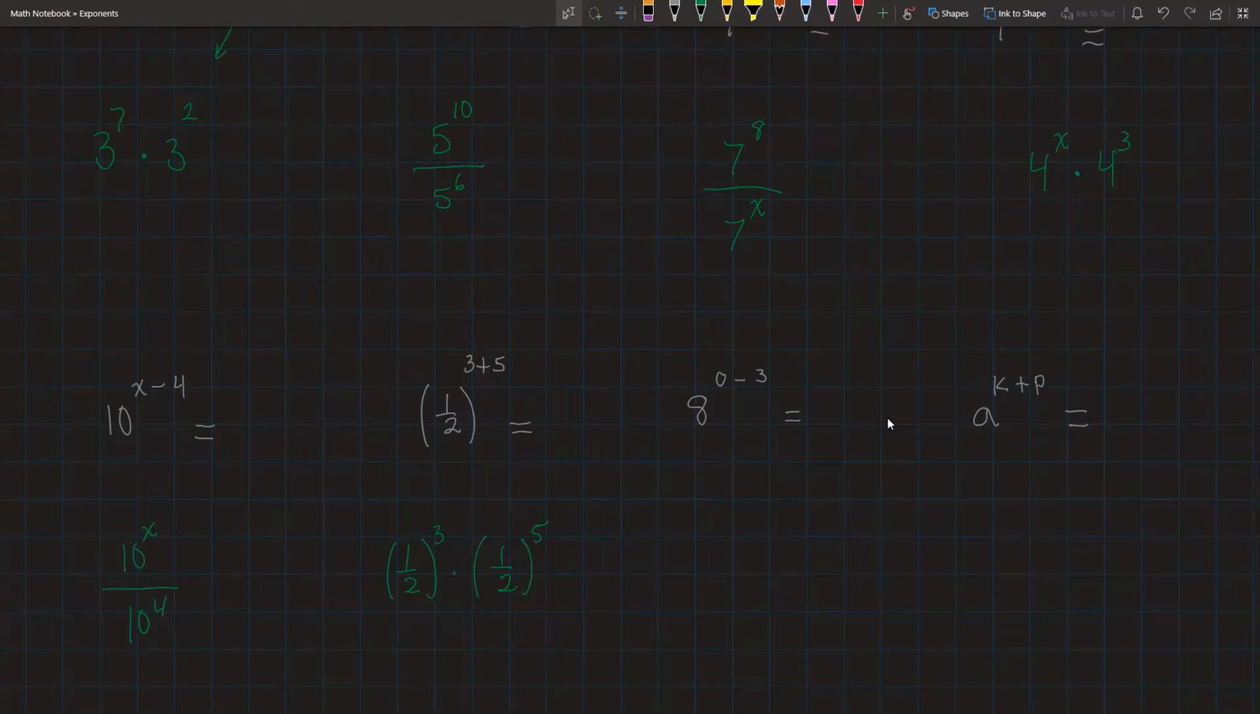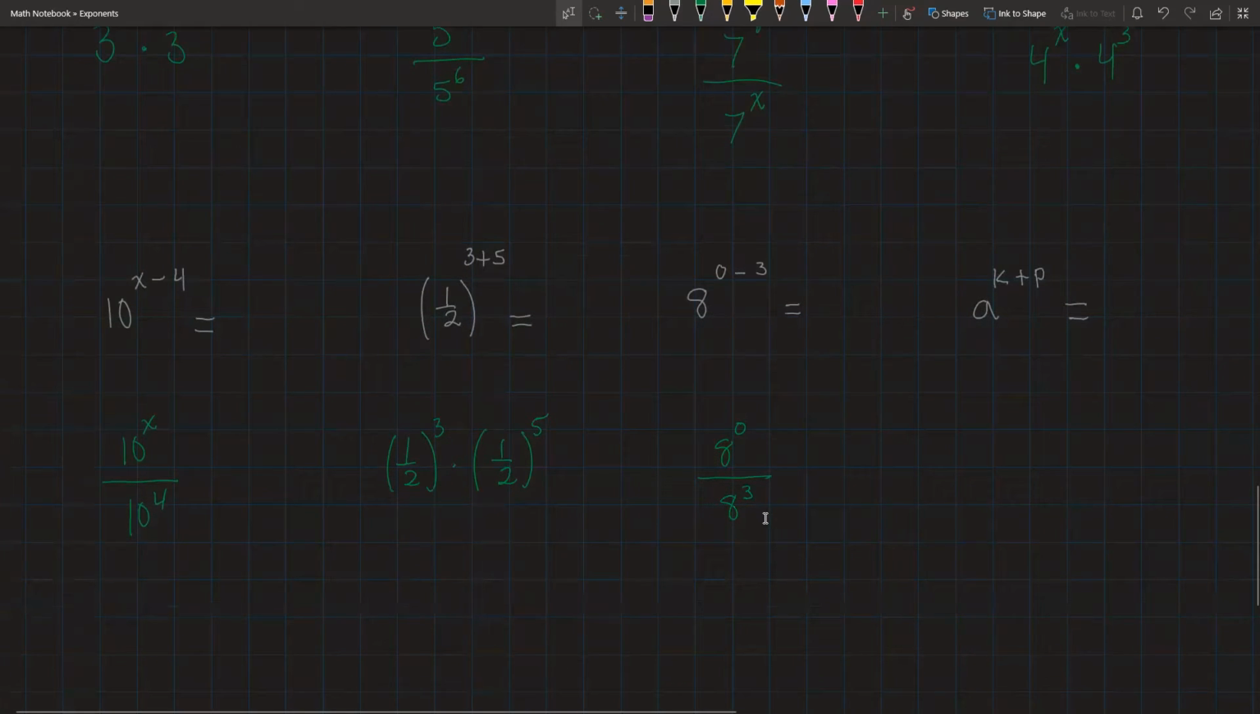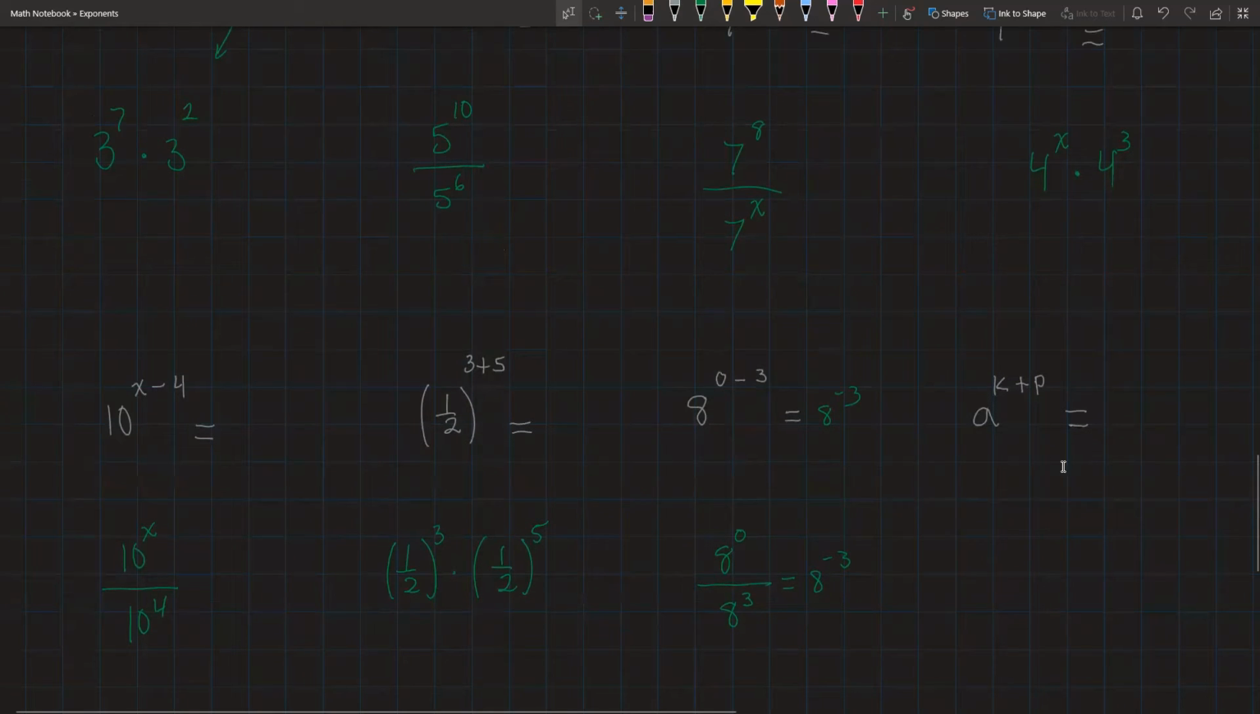Here's the first one. What's the common base? It is 8. And what is happening with the exponents? Subtracting, therefore think division. So 8 to the 0 power. If you don't know what that is, that's fine. That's not the purpose of this video, but that's pretty cool, right? 8 to the 0 power over 8 to the third is really just the same as 8 to the negative third, which is kind of cool. This is the first time we've seen that, but again, that's not the main purpose of this.